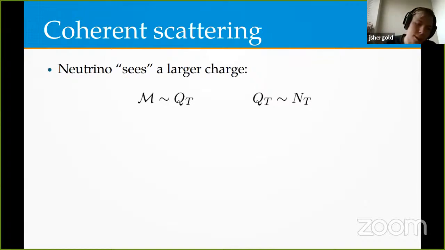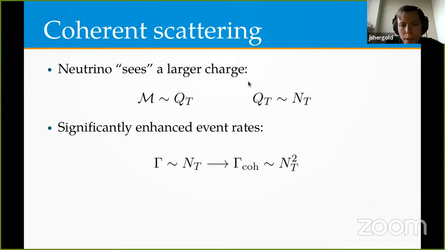But more concretely, there's a more in-depth derivation you can do, but I won't do it here to save time. So back of the envelope, we know that a scattering amplitude is proportional to the charge of the thing that you're scattering off of. And when the neutrino sees more than one target at any one time, because it has a larger wavelength, this charge is going to be proportional to the number of targets that the neutrino sees. This could be a number of protons or a number of neutrons or something along those lines, right? As a result, we get enhanced event rates.